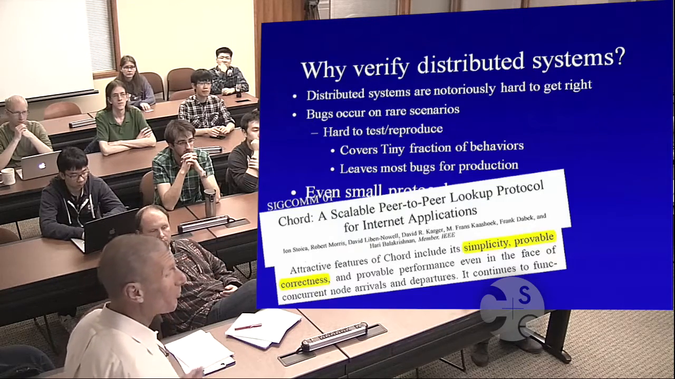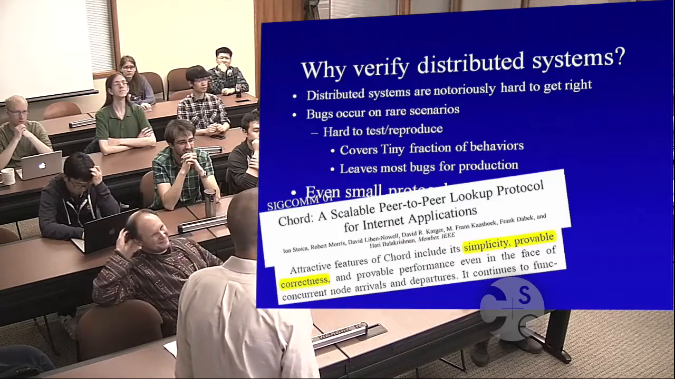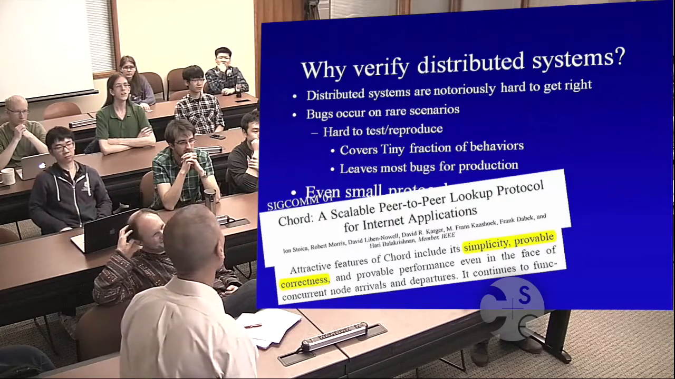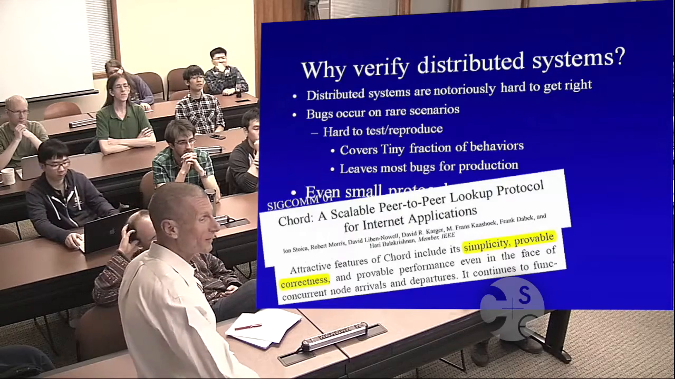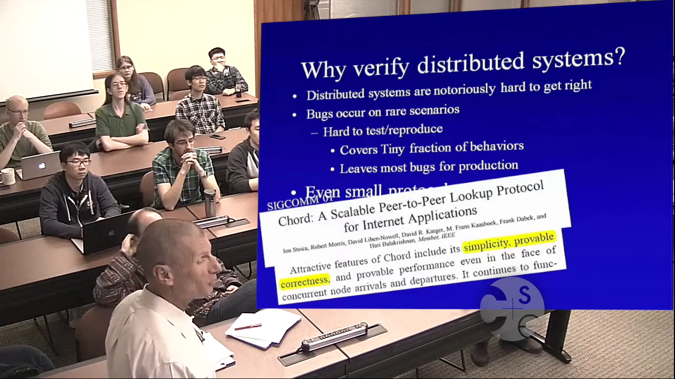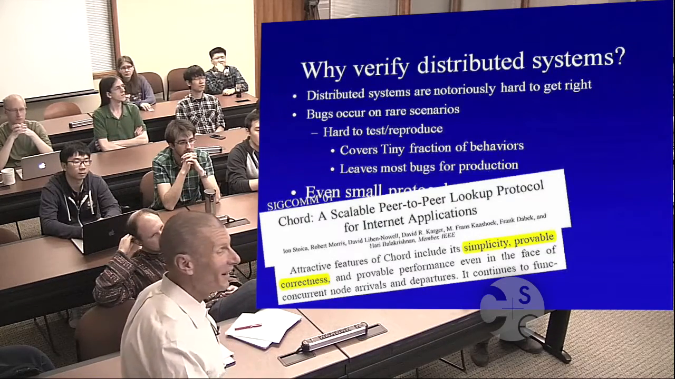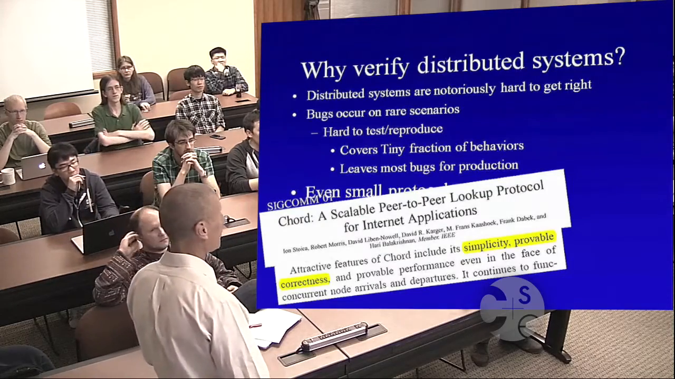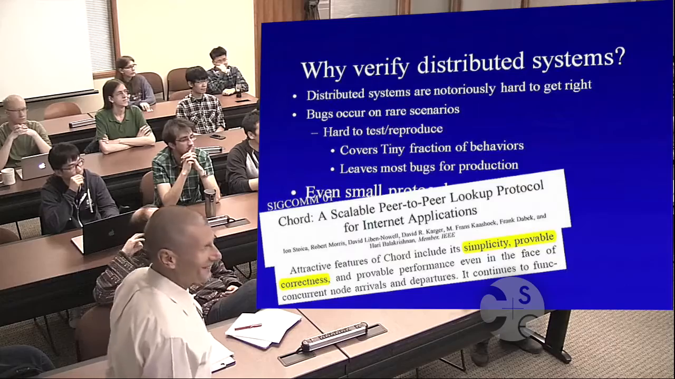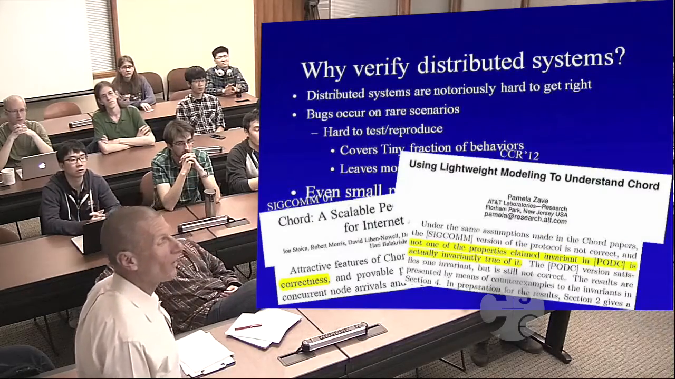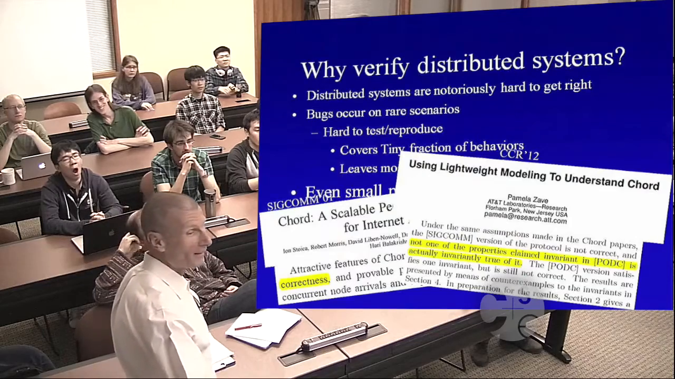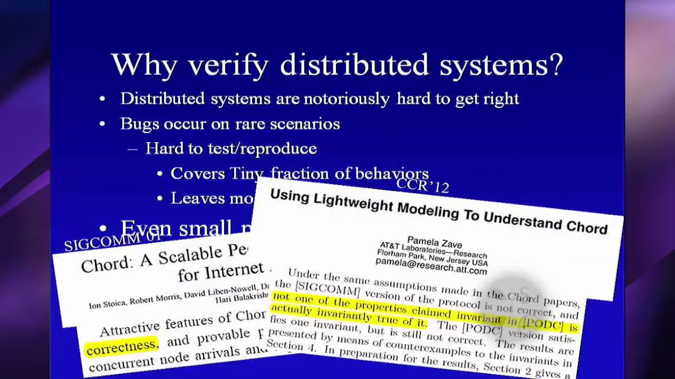And here is an example. This is a beautiful algorithm, actually. It's a key-value store, which was published in SIGCOMM '01. It has many interesting features, but one of the things that the authors say, which is really nice, is that its simplicity and its provable correctness are among its attractive features. So a few years back, in 2012, Pamela Zave just showed that none of these invariants that these guys are claiming in fact holds. So you see that these are tricky programs.